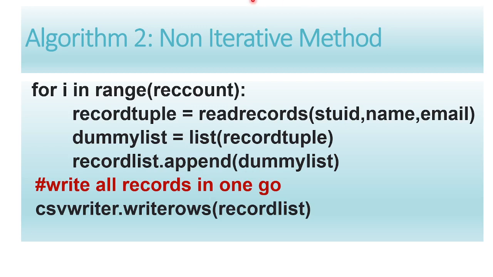Now create a loop. The number of iterations of the loop is rec_count. Then read records from the user for student ID, name and email and assign them to a tuple. Convert that tuple to a list and then append this list to the null list, record_list. When this loop iteration is over, it will create a list of lists. Then write down this list of lists directly into the CSV file using the writerows method of the object csv.writer. This also requires a list, that's why you have to make a list of lists.